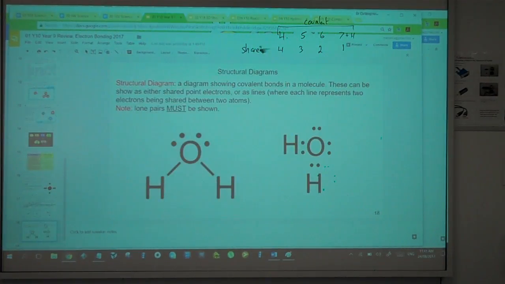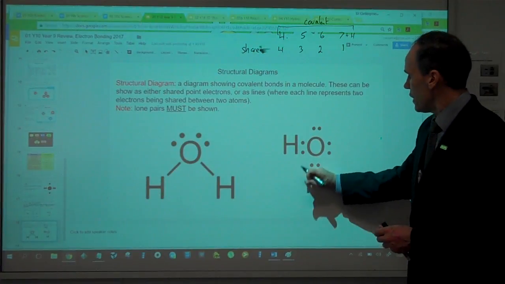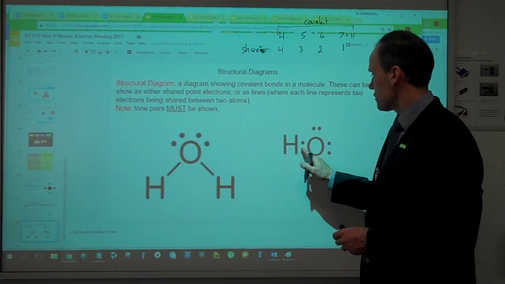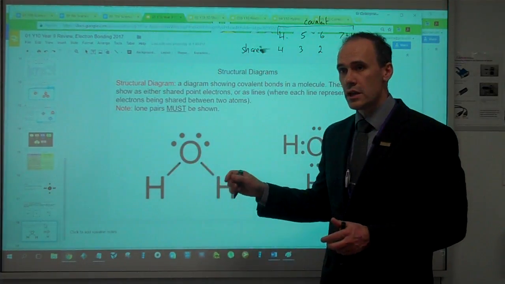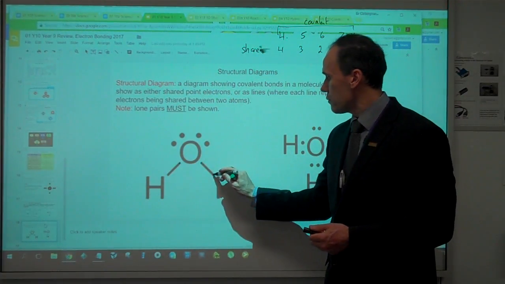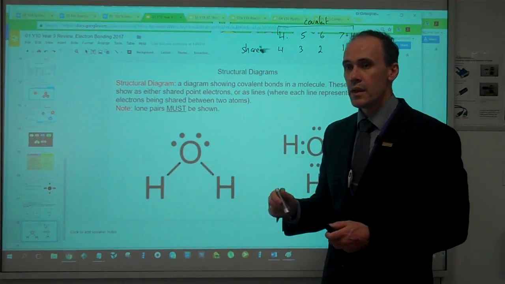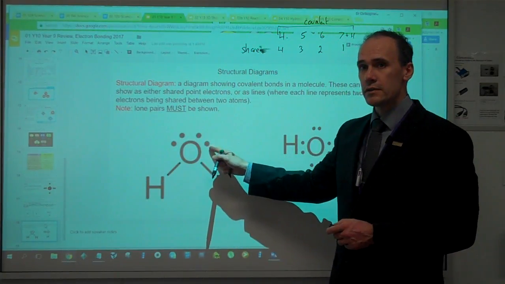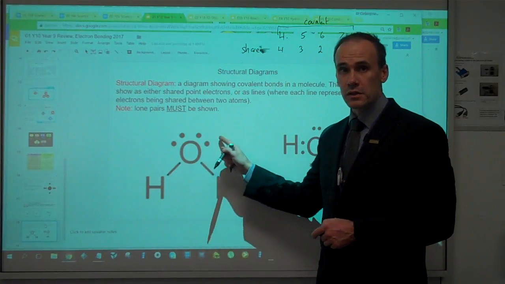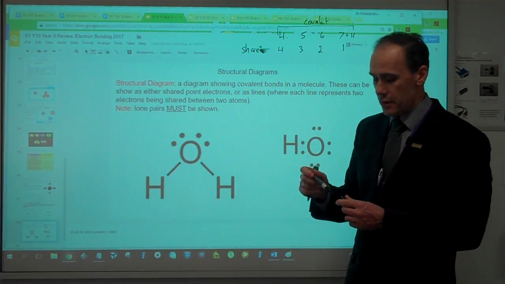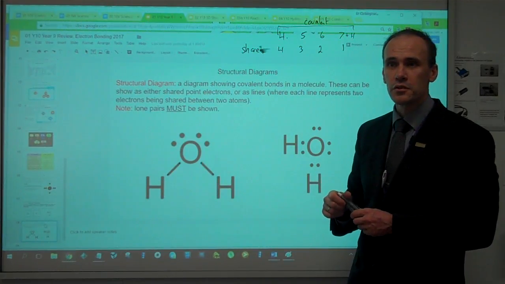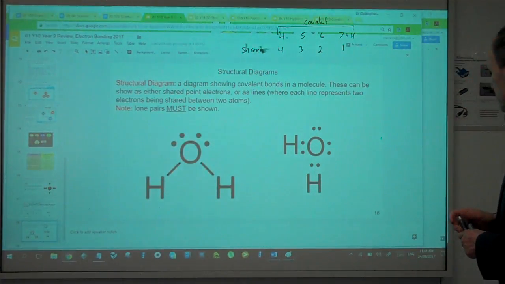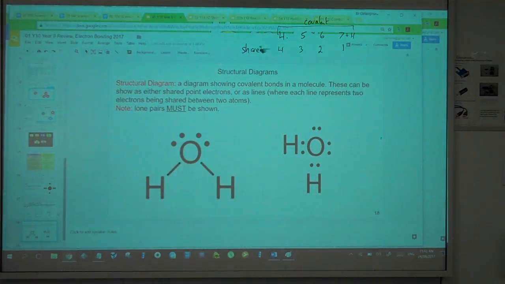And if you do that as a structural diagram, again, instead of doing the dots, which take a lot of time, you use a line to indicate there's 1 electron being shared from oxygen, 1 electron being shared from hydrogen, and then you've got your oxygen lone pairs. And these are the ones that you'll do, especially for hydrocarbons. Structural diagram. Lone pairs must be shown. Any questions about those? Okay. So that's where we are for that. Most of that slideshow is just revision.